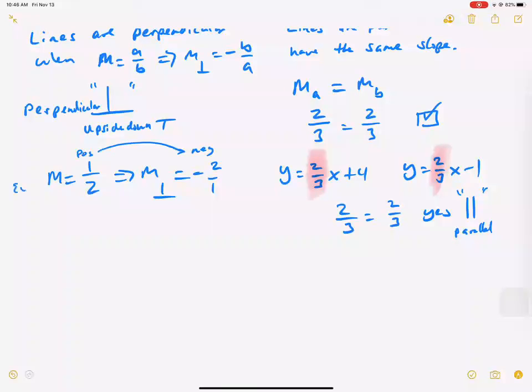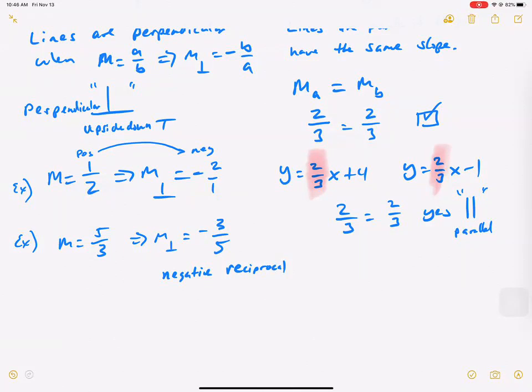So that's one example. Let's give you guys another example. If m is equal to 5 over 3, the perpendicular slope is just 3 over 5, but don't forget the negative sign. So we do a negative reciprocal. That's how we tell things are perpendicular to each other.